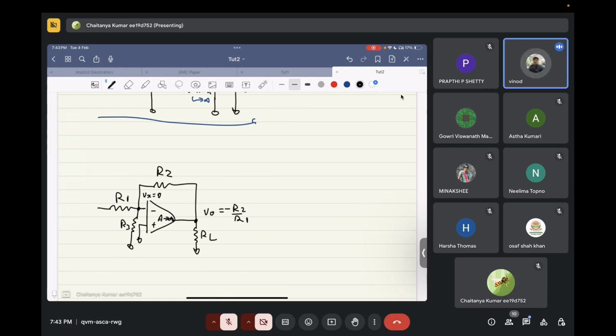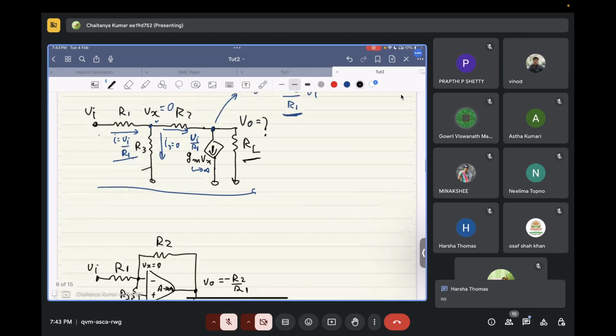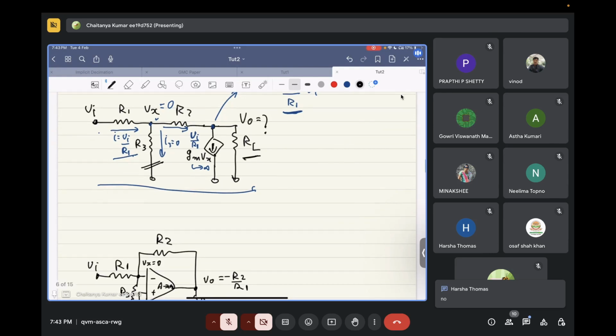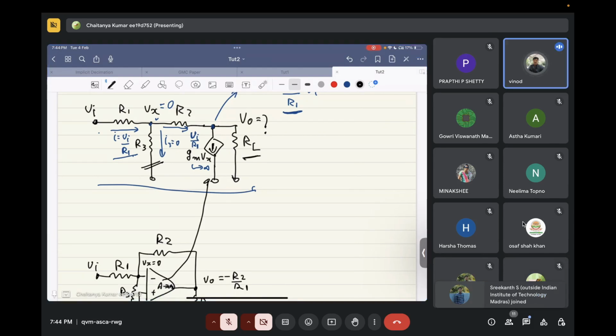This is Vi. If this is connected to ground, will any current flow through R3? No. And the same thing is happening over here, right? Yes. Okay. So basically, what I have done right now is I have just drawn the internals of this op amp. Can you see this? Yes, sir.